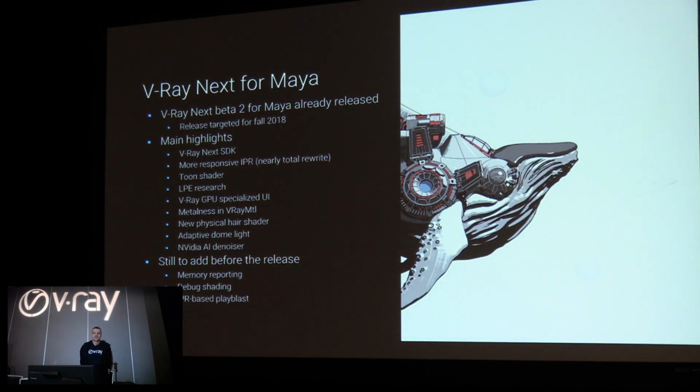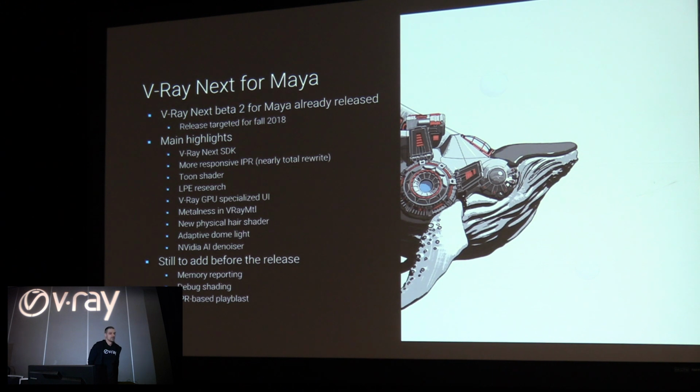For Maya, Beta 2 for V-Ray Next was just released a couple of weeks ago. We have one more Beta 3 before the official release, and a few more features will get in. The release will be done hopefully somewhere in the fall, September or October. We'll see how things go.